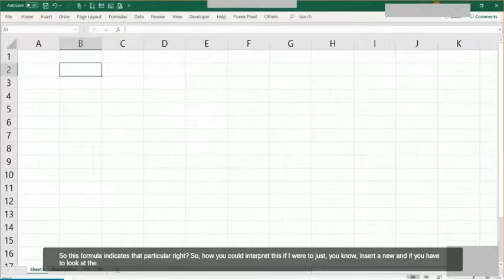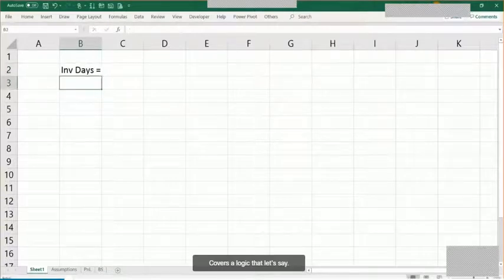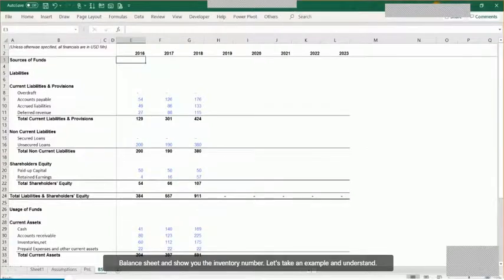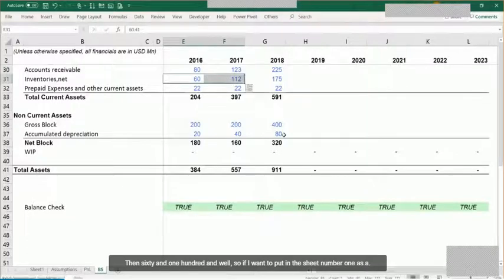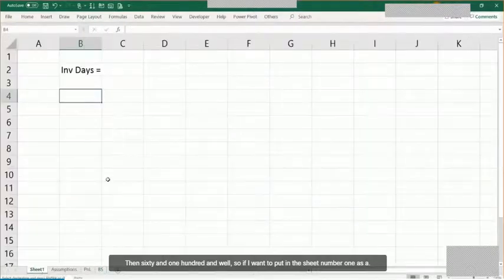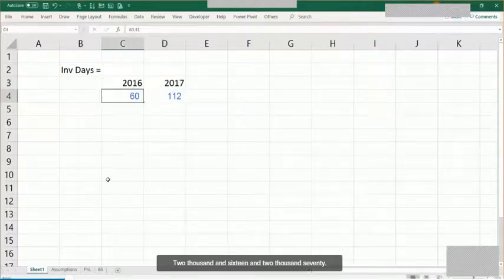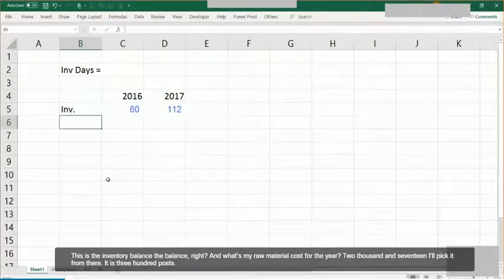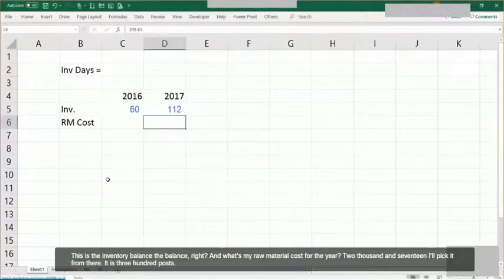If you have to look at the inventory days, it covers a logic that, let's say, if I go back to the balance sheet and show you the inventory number. Let's take an example and understand this. So the inventory is 60 and 112. If I'm going to put in the sheet number 1 as inventory, this is for 2016 and this is 2017. Now this is the inventory balance in the balance sheet, right? And what's my raw material cost for the year 2017? I'll pick it from there, that it is 300. Raw material cost is 300.